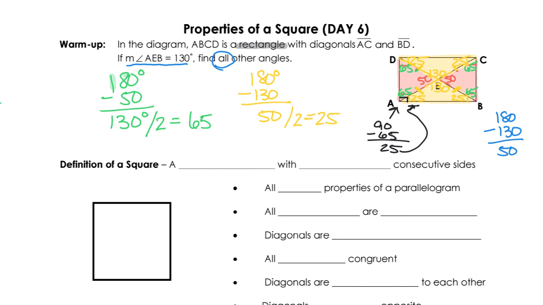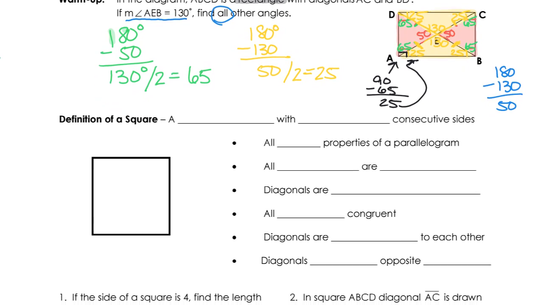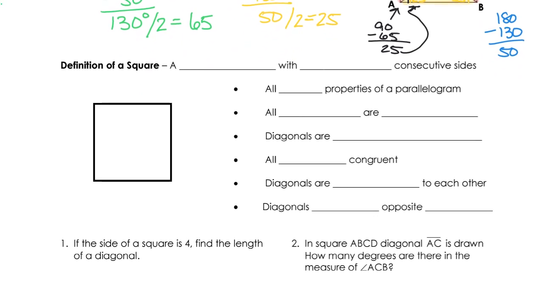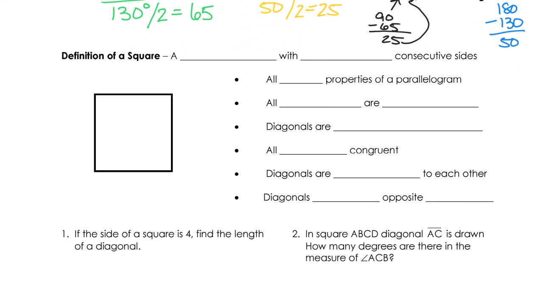All right. Let's take a look at the square. The square, guys, is everything. The square is a trapezoid. It's an isosceles trapezoid. It's a parallelogram. A square is a rectangle. A square is a rhombus. So I could define it in many different ways.